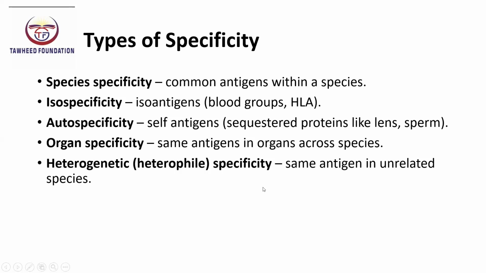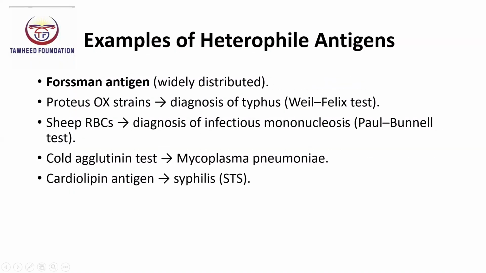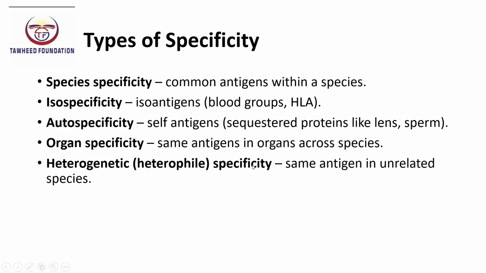Next is heterogenic, that is heterophile specificity. Some antigens are shared across very different species, including animals, plants, and bacteria. These are called heterophile antigens. A well-known example is the Forssman antigen, a lipid carbohydrate complex found widely across species. Clinically, heterophile antigens are used in diagnostic tests such as the Weil-Felix test for typhus fever, the Paul Bunnell test for infectious mononucleosis, the cold agglutinin test for mycoplasma pneumonia infection, and the cardiolipin antigen test for syphilis. These are examples of heterophile antigens.